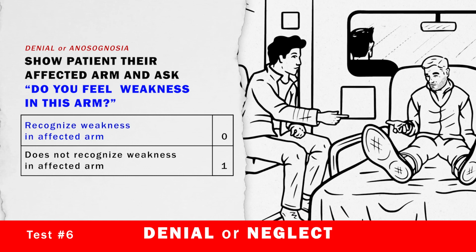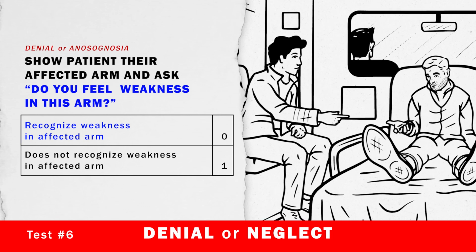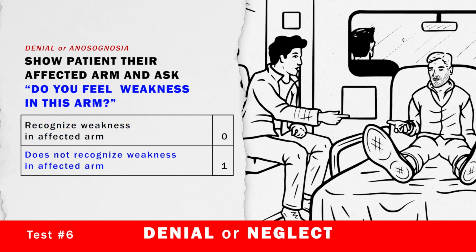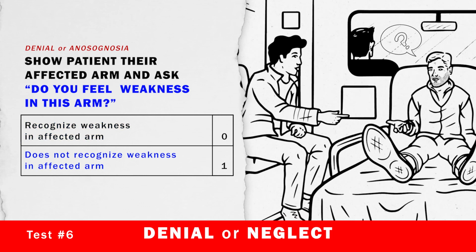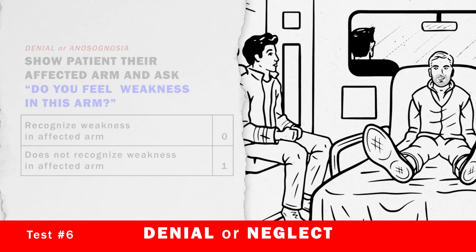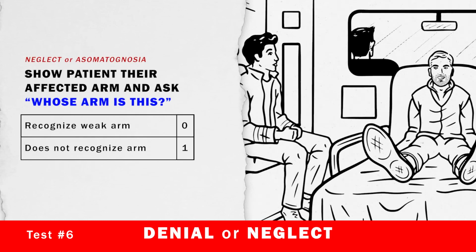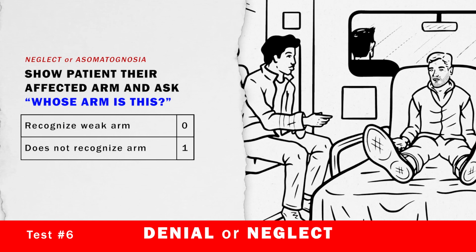If the patient recognizes the weakness in their affected arm, no points will be added. If the patient does not recognize weakness in their affected arm, we will add 1 point. Then we will check for asomatognosia, which is when the patient has a loss of recognition or awareness of a body part. Show the patient their affected arm and ask, "Whose arm is this?"